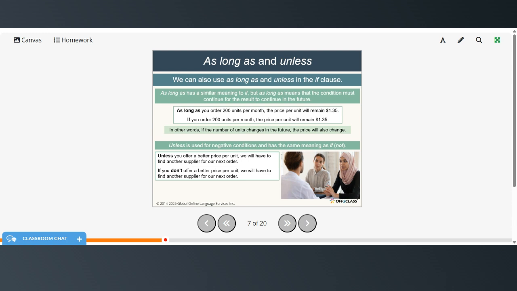Unless is used for negative conditions and has the same meaning as if not. Unless you offer a better price per unit, we will have to find another supplier for our next order. If you don't offer a better price per unit, we will have to find another supplier for our next order.